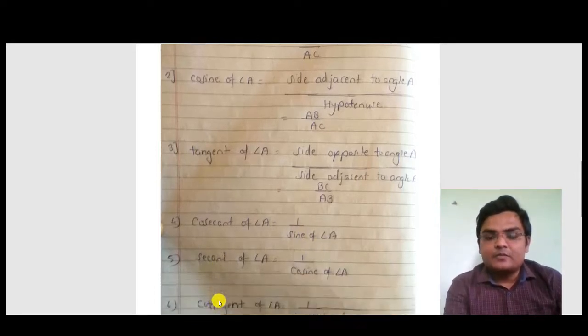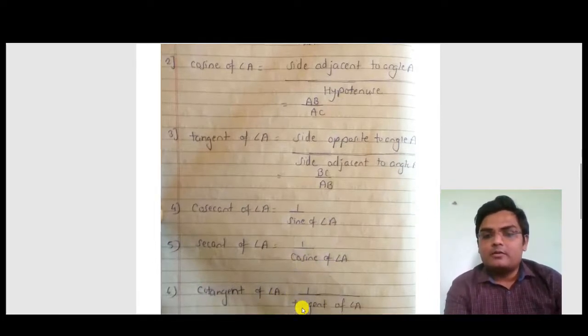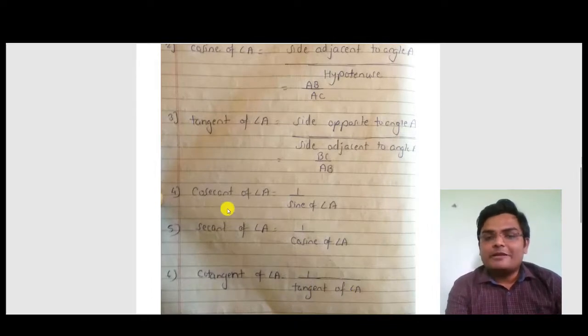Cosecant of angle A is 1 upon sine of angle A. Secant is 1 upon cosine of angle A. Cotangent is 1 upon tangent of A. So we can remember these formulas. Cosecant starts with C, and it is the reciprocal of sine, and secant starts with S, it is the reciprocal of cosine. So we can remember these formulas easily. And cotangent is the reciprocal of tangent.